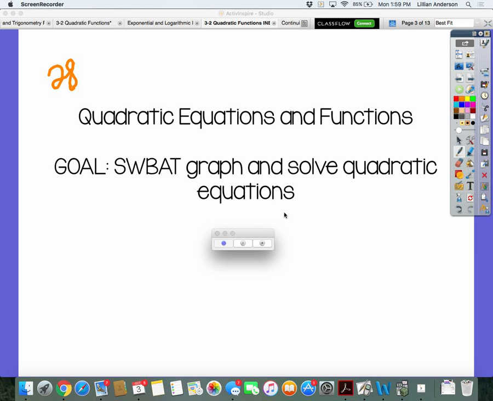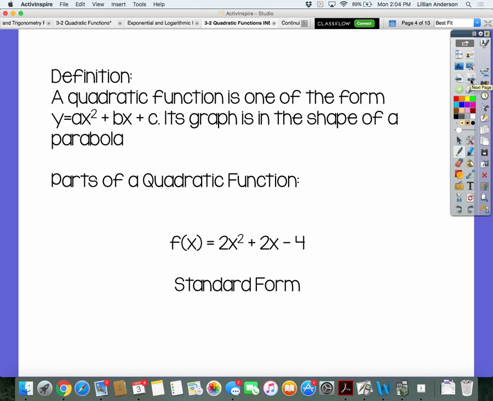All right? We're going to look at our foldable next. We're going to hold off on the cutting until after everyone has it, so I can only explain it once. So, definition: a quadratic function is one of the form y equals ax squared plus bx plus c. Its graph is in the shape of a parabola. That is a quadratic function.